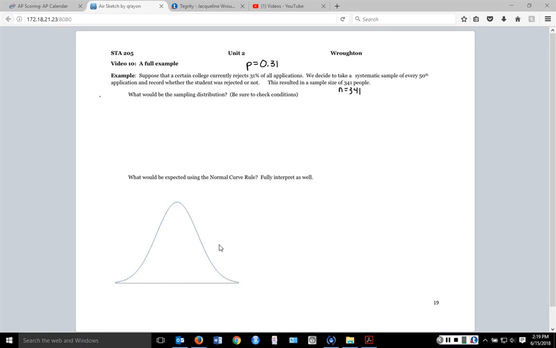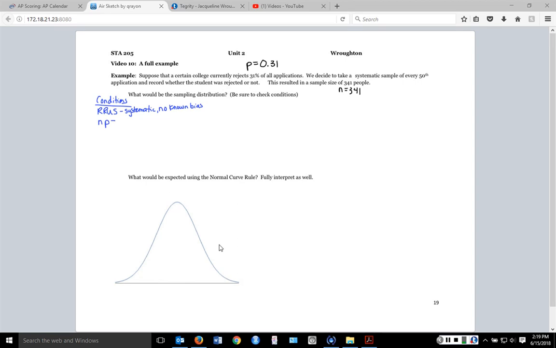So our conditions that we have. We need to have our relatively random and unbiased sample. Specifically here, we were actually told that it was a systematic sample of every 50th application. So it sampled and sampled every 50 after that. So at least from what I know, that's not a bad thing. So I'm going to say that there really does not appear to be any bias associated with that.